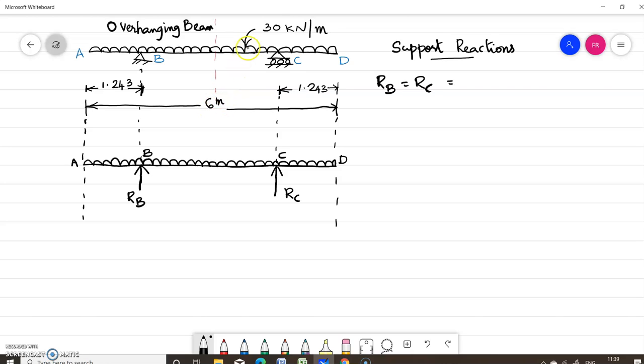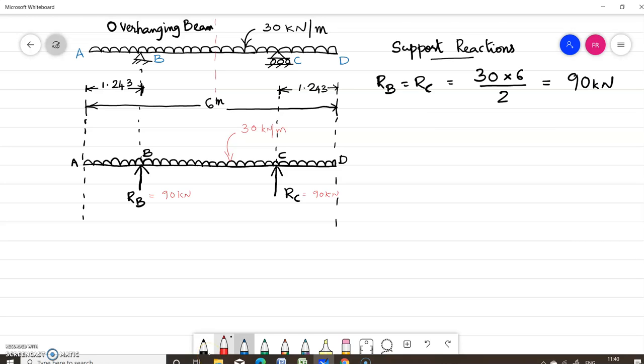So for 6 meter it is equal to 30 into 6. So the support reaction will be sharing the total load equally. So you can write the support reaction as 30 into 6 divided by 2. So you will get RB equal to RC equal to 90 kilonewton. Now we can write here RB equal to 90 kilonewton and RC equal to 90 kilonewton. Load is 30 kilonewton per meter.